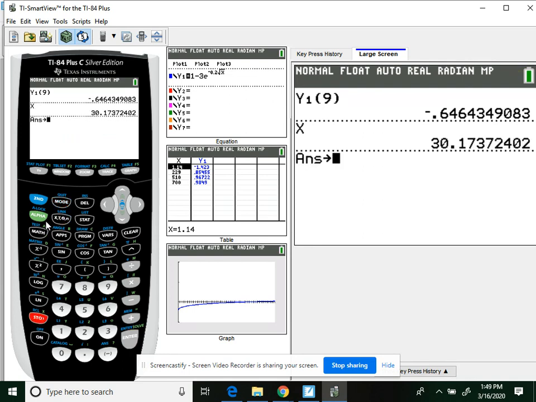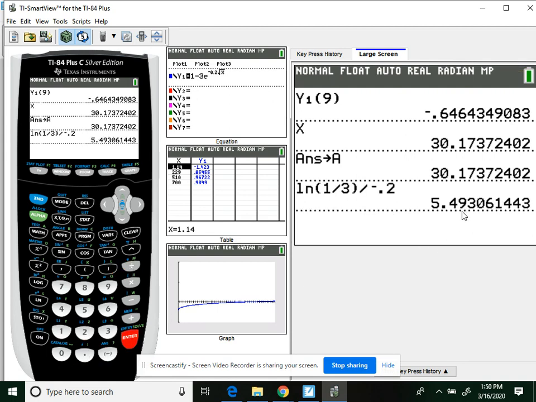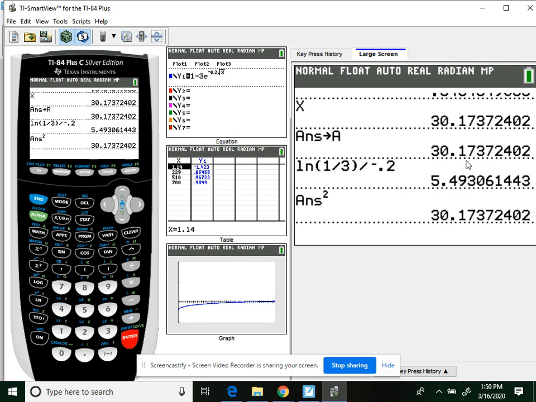Sometimes I'll store it here. I didn't do it using the graph when I did the problem. I actually solved it. What I did was ln of 1/3 divided by negative 0.2, and then I squared it. So that's how I did it algebraically. I think it's easier because that graph is kind of annoying. So that's how I did B.